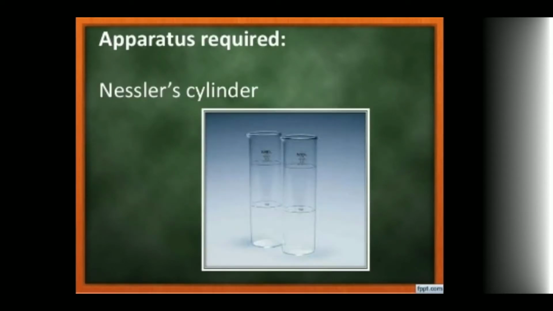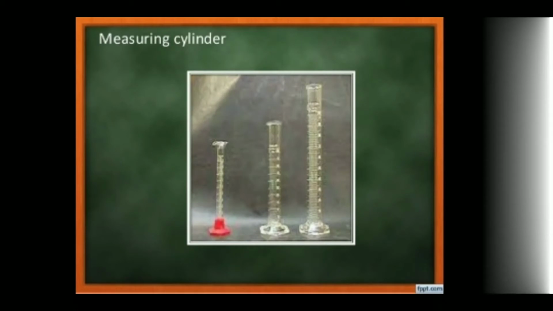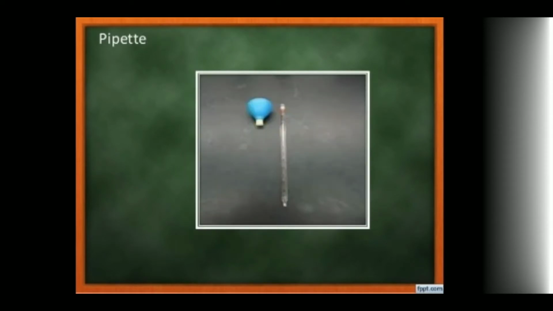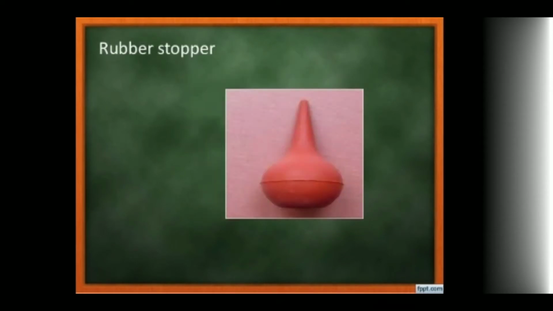Now coming to the apparatus required for the limit test for sulfate. So first is Nessler cylinder, then second glass rod, then third apparatus required for the limit test for sulfate is measuring cylinder, then pipette, dropper. Last apparatus which is required for the limit test for sulfate is rubber stopper.